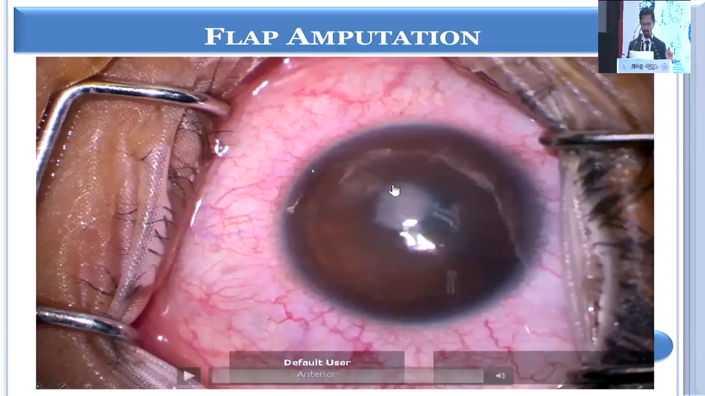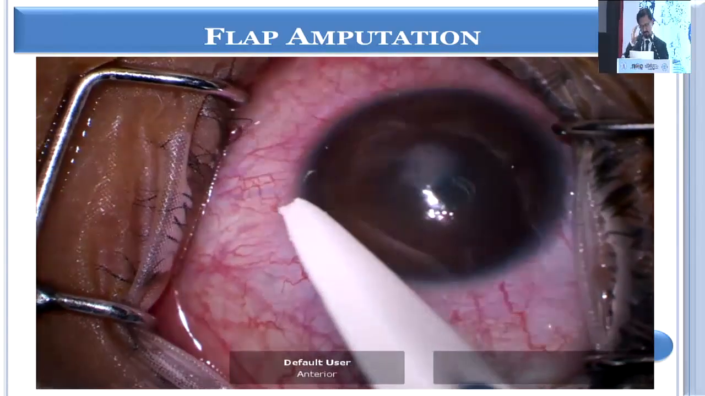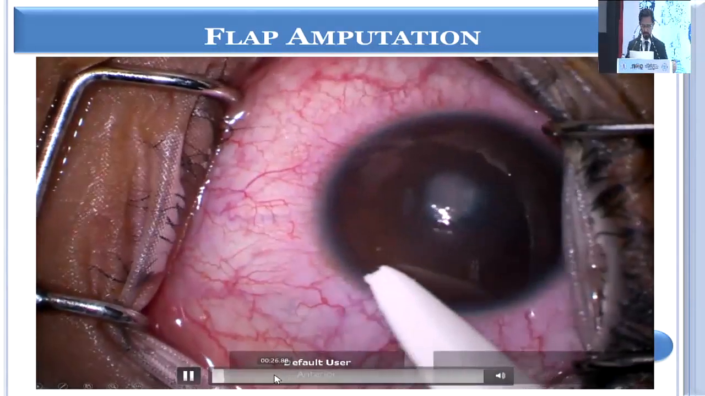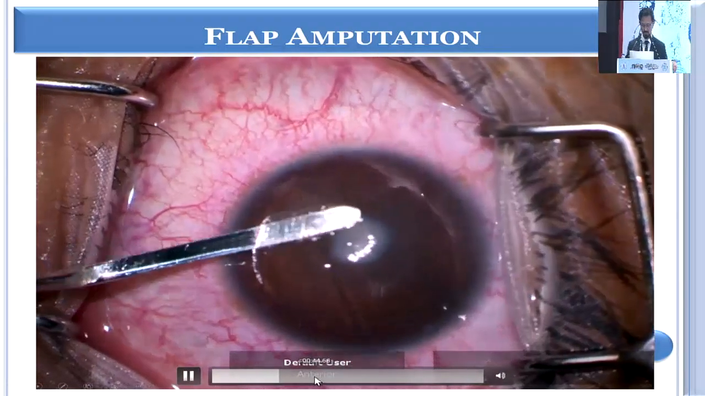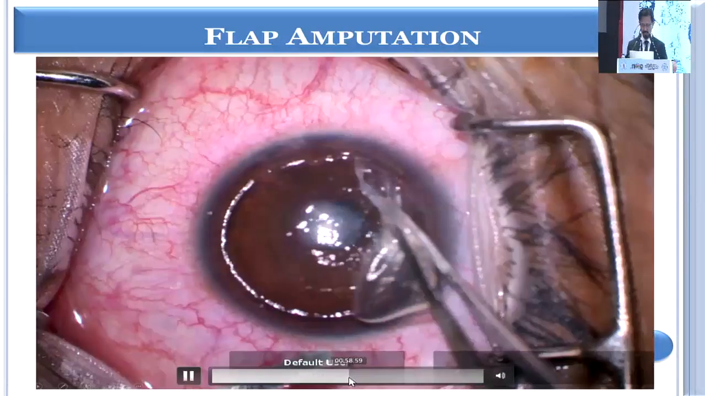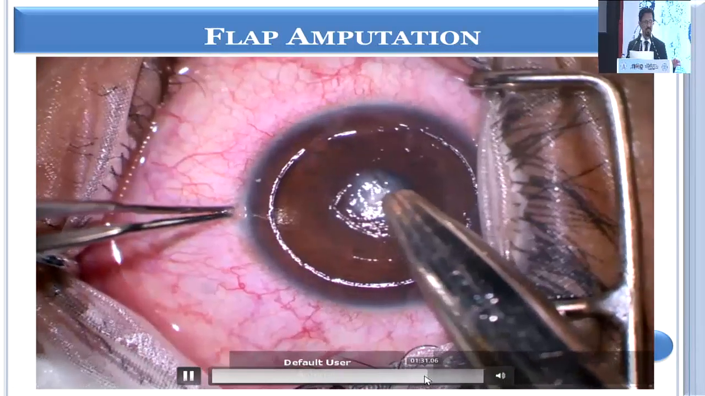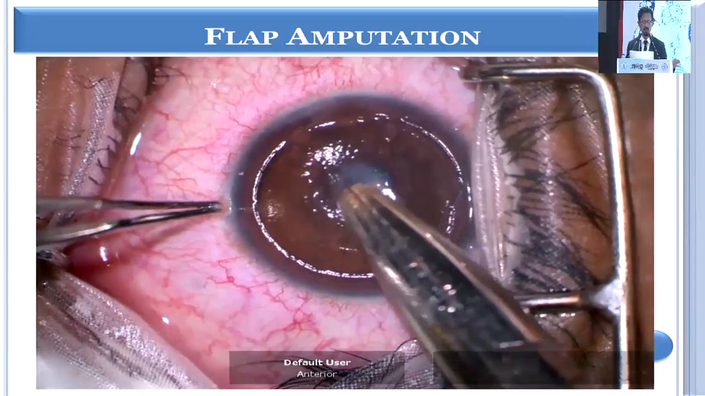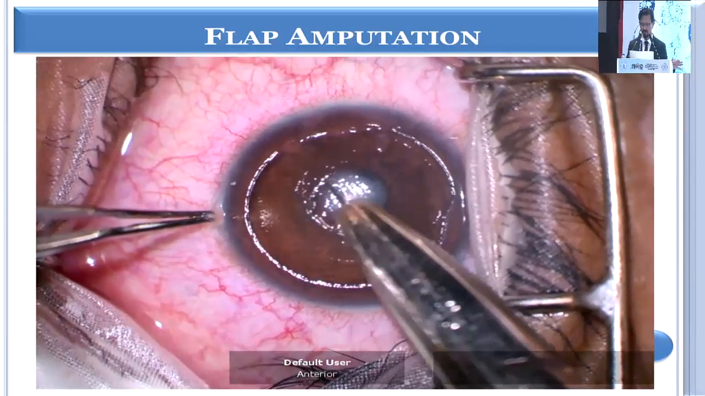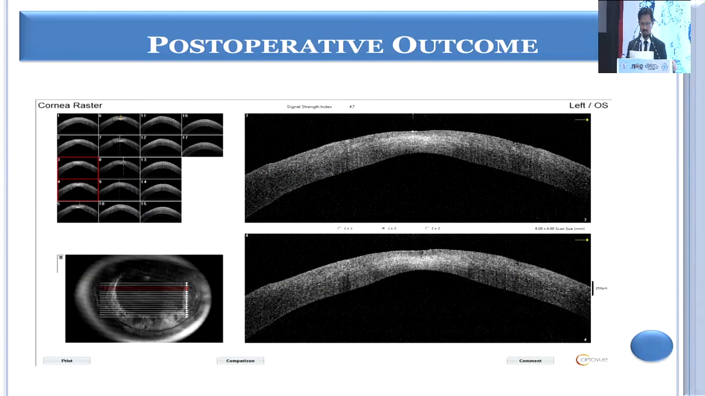This is a post-LASIK infectious keratitis wherein flap amputation has been done, and it worked very well. This patient is now having a visual acuity of 6/9 partial. So the response to antimicrobials usually happens only when you do a flap amputation. You can get material for microorganism identification as well.